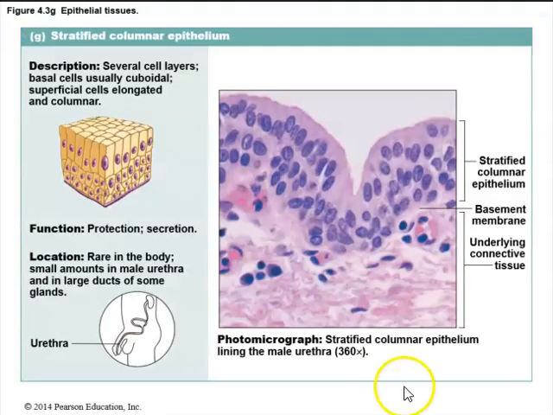Here we see a picture of stratified columnar epithelium. We can see the cells at the apical surface looking like tall columns, and then we have usually cuboidal cells at the basement membrane. Again, it is composed of several layers. Function includes protection as well as secretion, and it is not very common within the body. We find small amounts of this type of epithelium in the male urethra and in large ducts of some glands.